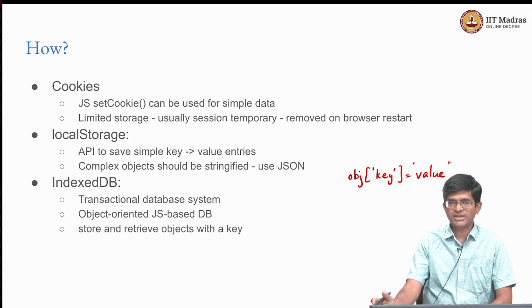Now, the problem is local storage by itself only allows very simple forms of key value stores. You can give a key and you can store a single value, right, which is basically a string of some kind. And if you have more complex objects that you want to store into your local database, you need to serialize them, right?